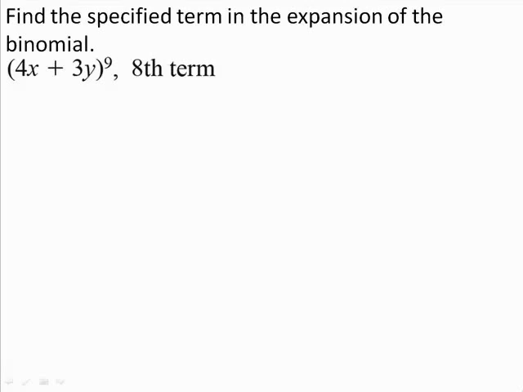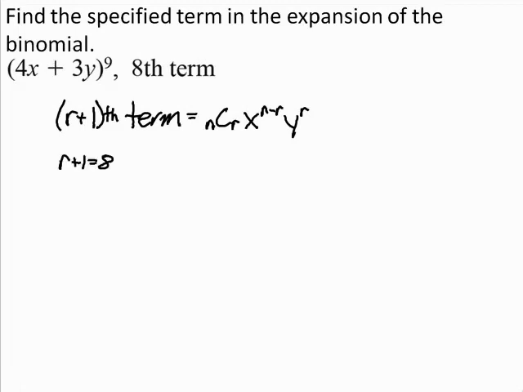Find the specified term in the expansion of the binomial. The quantity 4x plus 3y raised to the 9th power. Find the 8th term. The r plus 1th term in a binomial raised to the nth power is nCr times x raised to the n minus r times y raised to the r. You are trying to find the 8th term, so r plus 1 is equal to 8, meaning r is equal to 7.